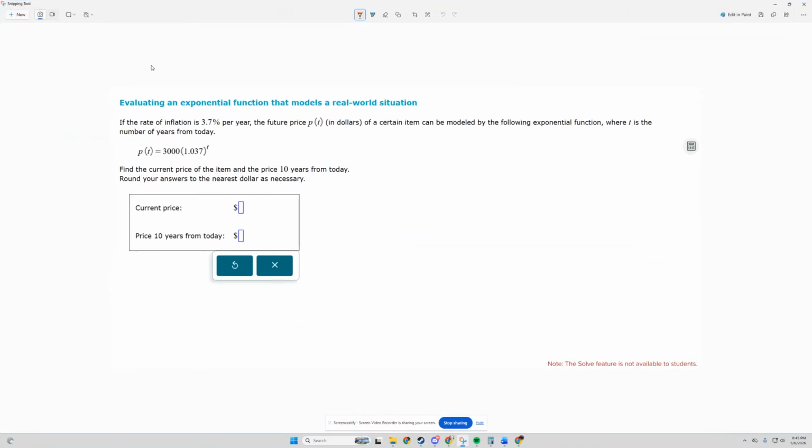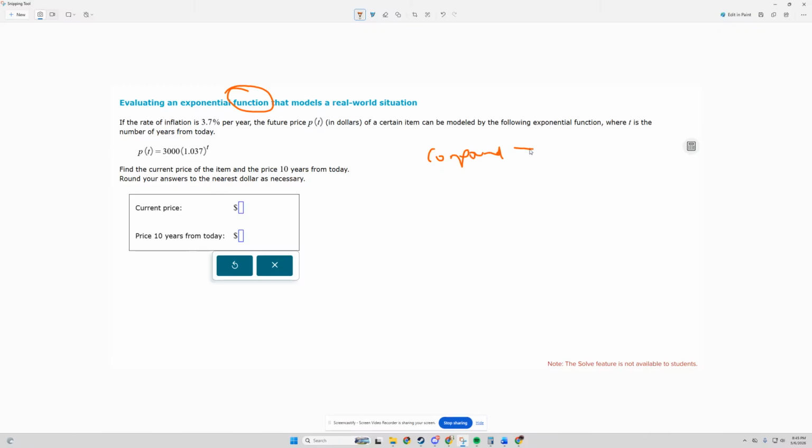Let's do some problems with exponential functions. Exponential growth and decay. So let's see. The inflation is 3.7%, and you know that's going to be going up, right? So you learned in pre-algebra, compound interest.